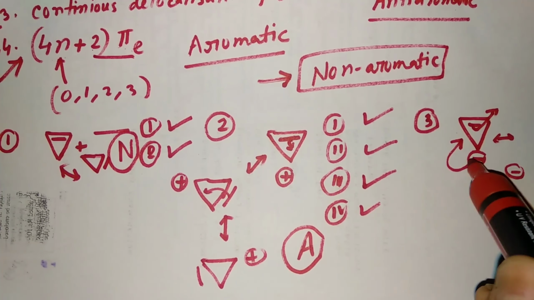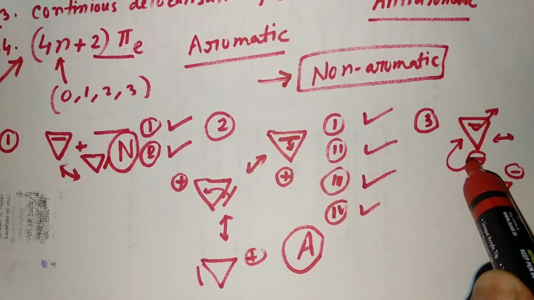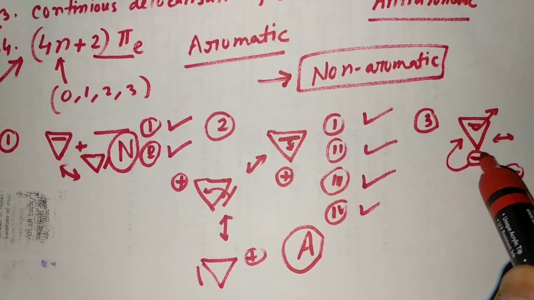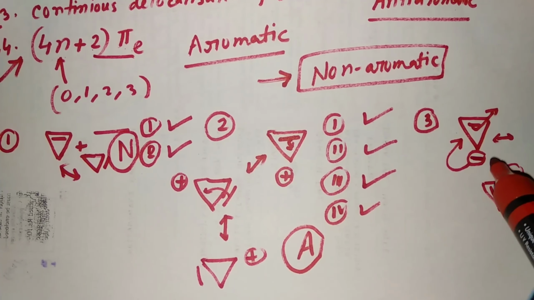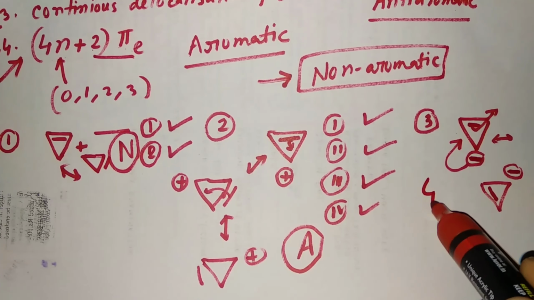So this is cyclic, this is planar, continuous delocalization is possible. But one thing is important: during resonance, this negative charge that is here, two electrons, will act as a pi bond or pi electrons, because in this process this negative charge will form this kind of pi bond. So this pi bond and the negative charge are equivalent. So here, two pi electrons from the pi bond right here, and two from the negative charge, that is a total of four pi electrons.